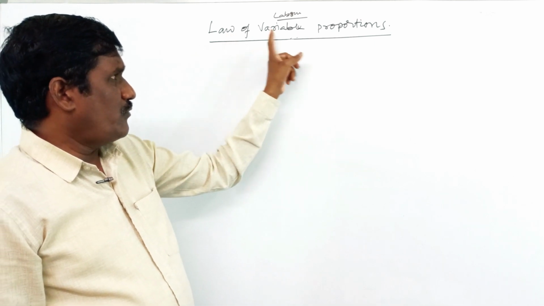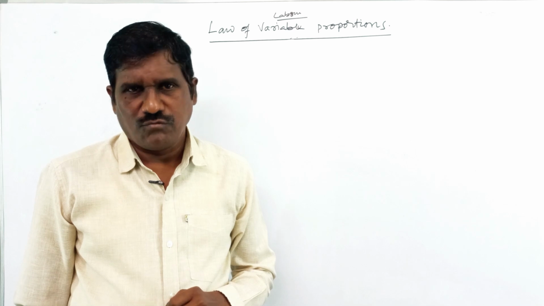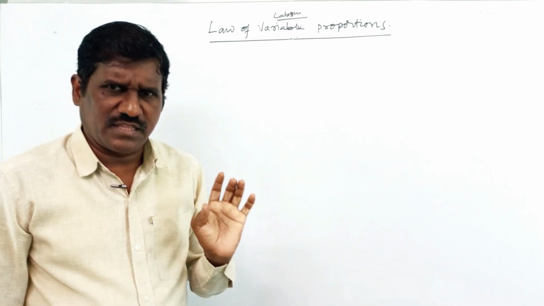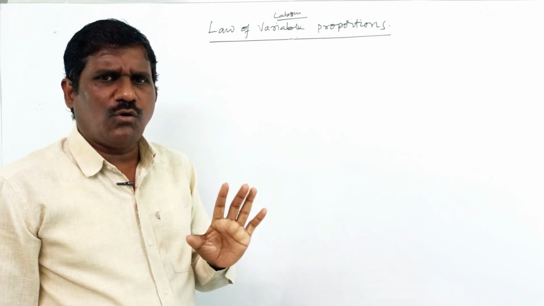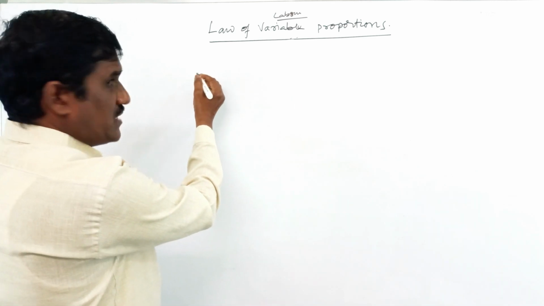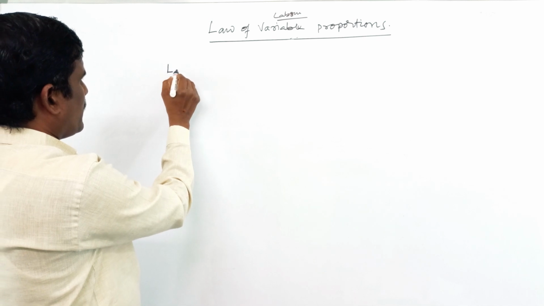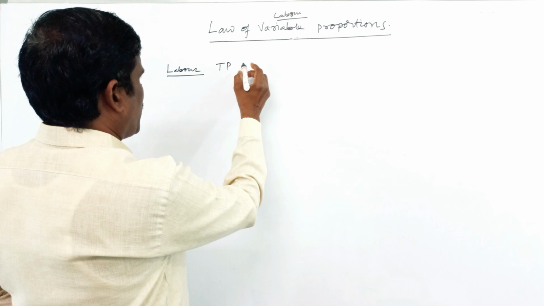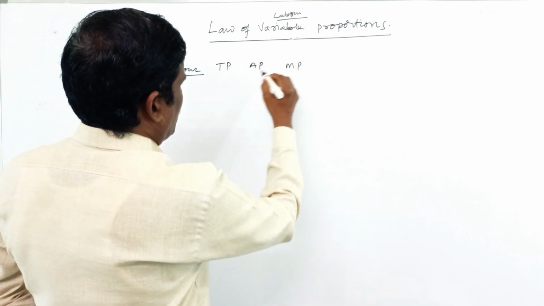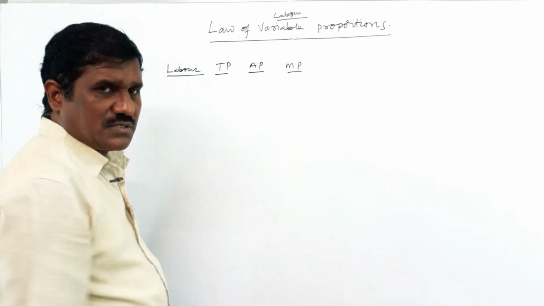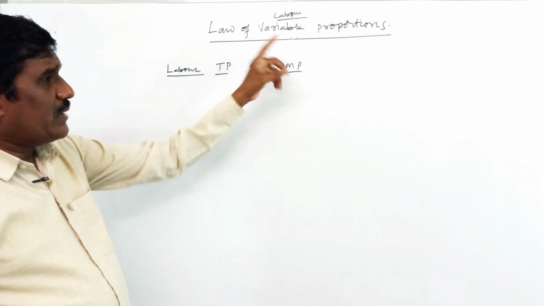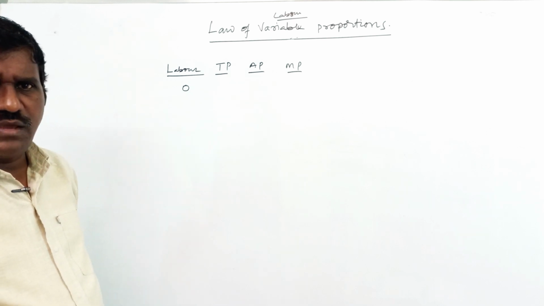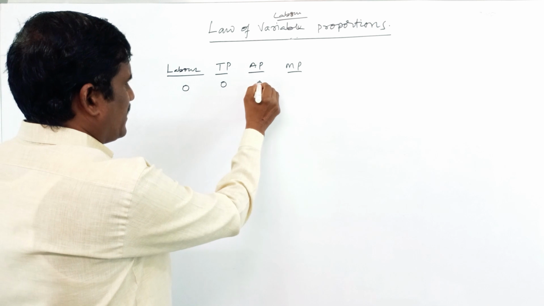To explain the law of variable proportions, I want to give an example. For example, here only labor alone increases. How many factors are there? Here fixed factors and variable factors are there. But in the fixed and variable factors, only labor alone increases. For example, this is the labor, and this is total production, average production, and marginal production. Suppose, to prove the law of variable proportions, I take an example. Here, no labor. So without labor, we can't produce any total production, average production, or marginal production.